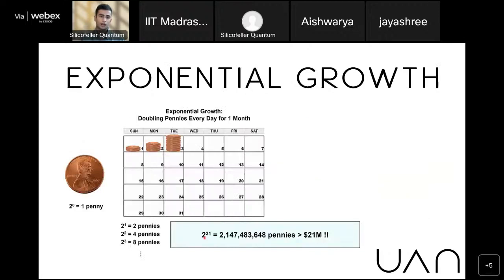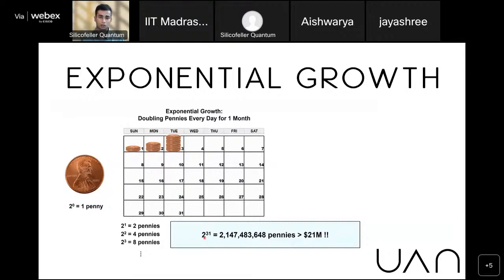So before that, I want to talk to you about exponential growth. So what is exponential growth exactly? Exponential growth is when we take one penny and we double the penny every single day. So I want you all to guess how many pennies will you have after 30 days? Just 30 days. So if you look below, you see that you have $21 million now. That is the power of exponential growth.